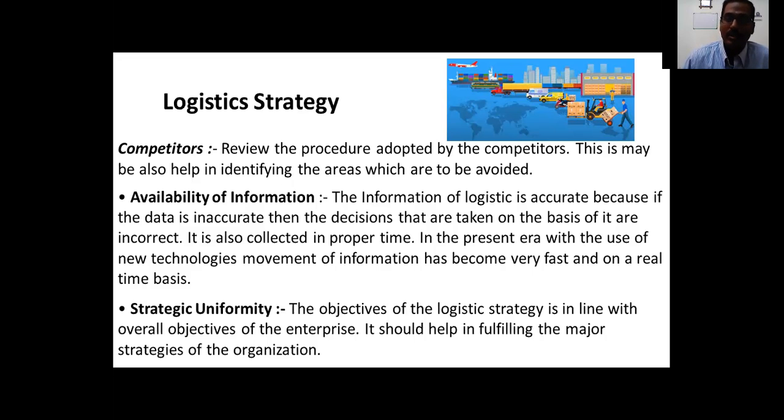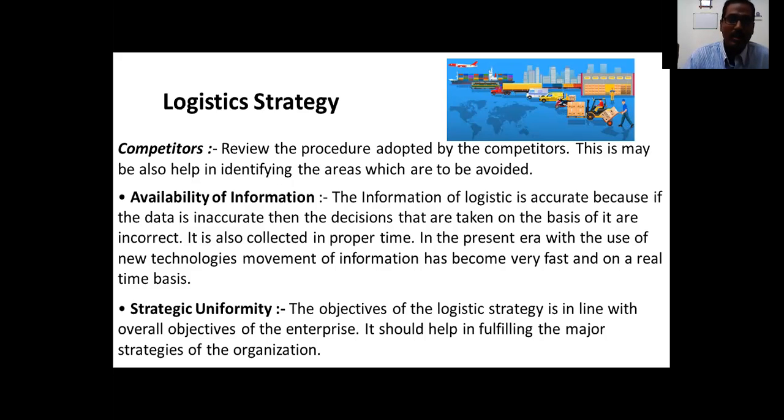Whatever mistakes the competitor makes, we can also avoid, whatever the kind of strategy. What may be suitable for our competitors might also be suitable for us, provided this strategy is in line with our objectives, fulfills our vision and mission, and fulfills the requirements of our resources, including the human resources. So your competitors can give you a very good hint to plan our logistics.